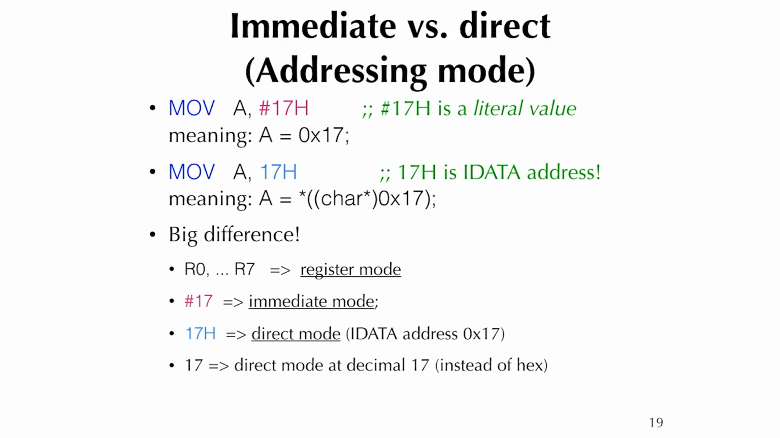And immediate versus direct, right? Pound sign versus no pound sign. This came up a couple times already. Pound sign means it's a literal value, so the value is 17. Without the pound sign, that's the address 17 hex. Okay, big difference.